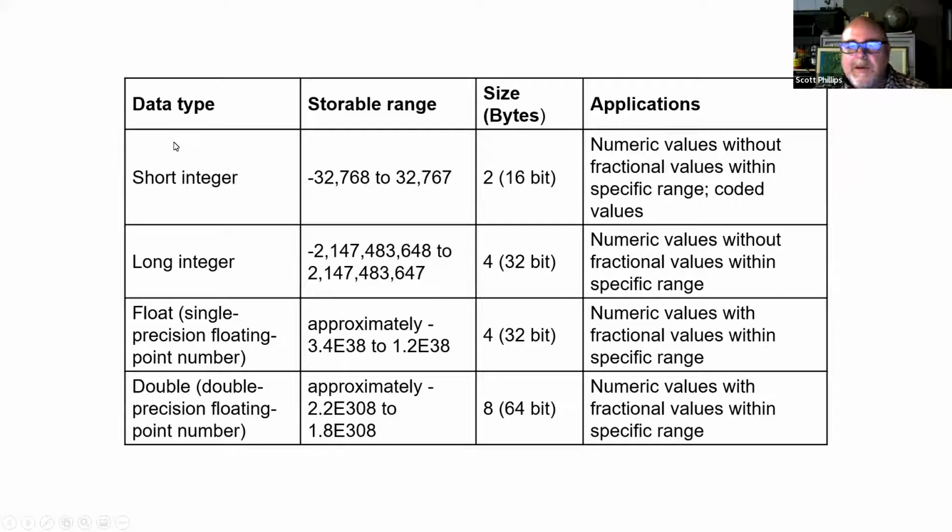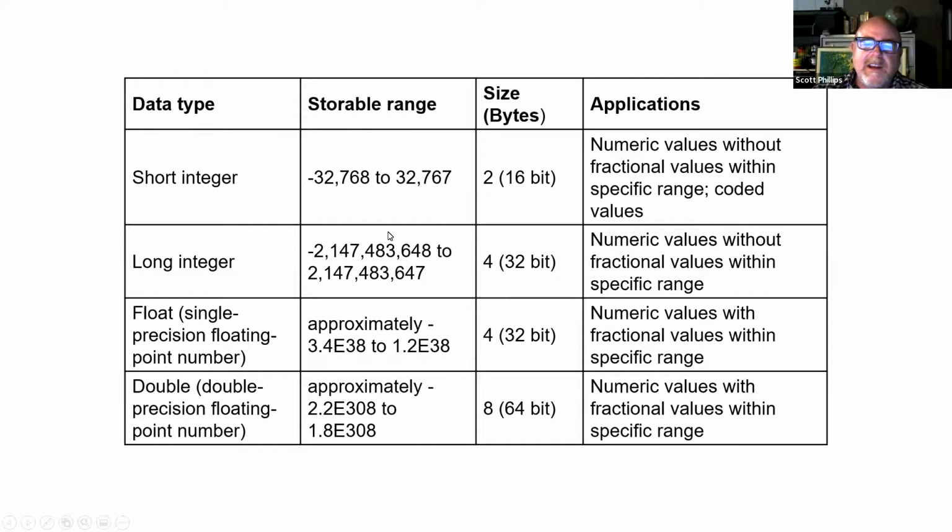So a long way to say that there are different types of numbers you can store in a database. The smallest one is 16-bit, or 2 bytes, and that can hold numbers from negative 32,000 to about 32,000. So it can easily hold numbers in the range of a few thousand or so.